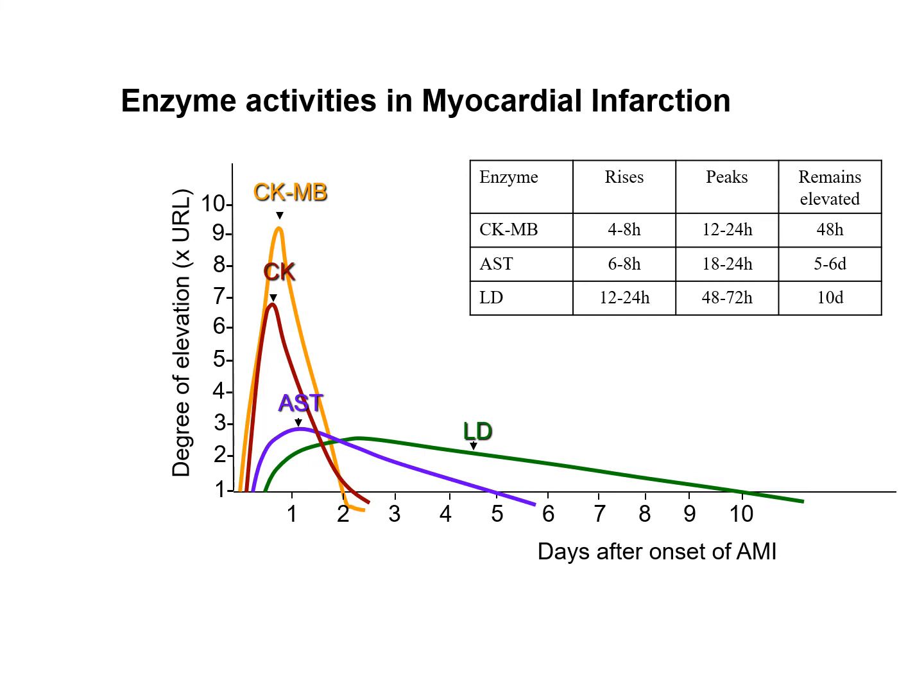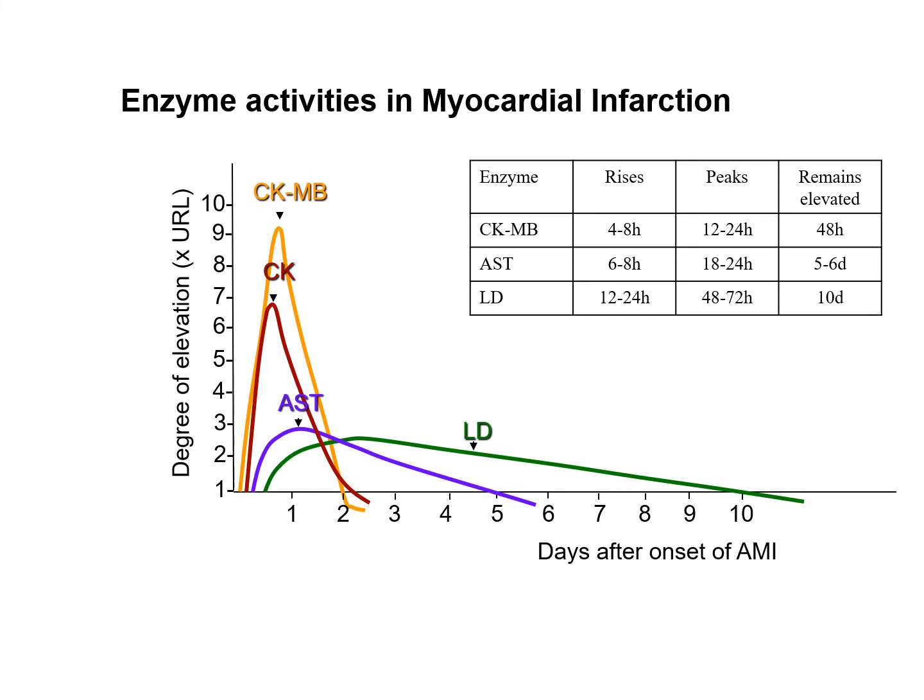All right, let's go through what happens in terms of markers when they rise, peak, and return to normal. Looks like my graph's a little off here, but you're still going to get the same information. So on the y-axis, we have the degree of elevation, or the multiples of the upper reference limit, and on the x-axis we have days after onset of the AMI, and we're going to look at these three markers. But the one I really want you to pay attention to is the CKMB.